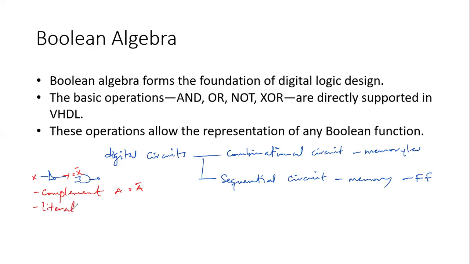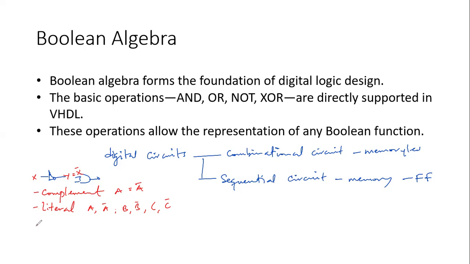Then we also have literal. These are some of the terms we are going to be using over and over again. A literal is just a variable or its complement. So A is a literal, A bar is a literal, B is a literal, B bar is a literal, C is a literal, C bar is a literal. When we consider these variables and their complements as standalone, they are called literals, okay?